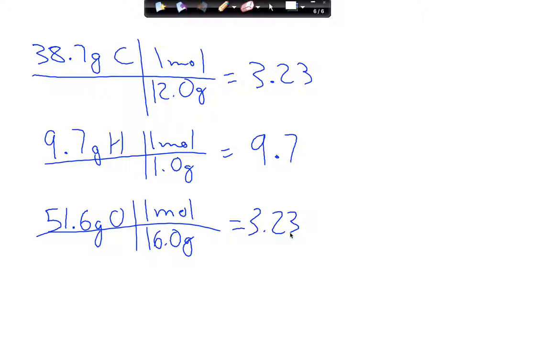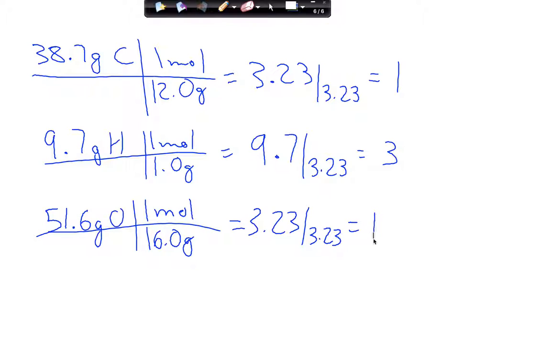So guys, now we know the relative ratio of these atoms in the empirical formula, but we can't write the formula yet because what do we have to do next? Divide by the smallest number, which is 3.23. So this is 1. This divided by 3.23 is functionally 3. And this divided by 3.23 is 1. So then the empirical formula would be this. Is that coming back to you a little bit?